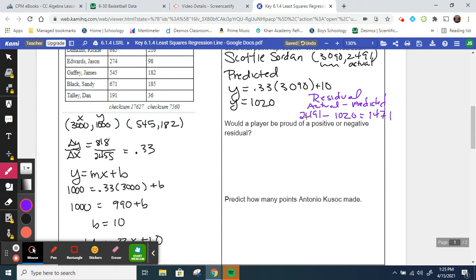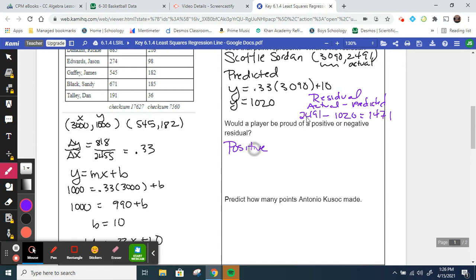So if you were only predicted to score 1,020, but then you scored way more, that's what would give you a positive residual. And that's pretty good, right? The prediction was lower than the actual. So you actually did better than predicted. So I would say in this case, a positive would be better.